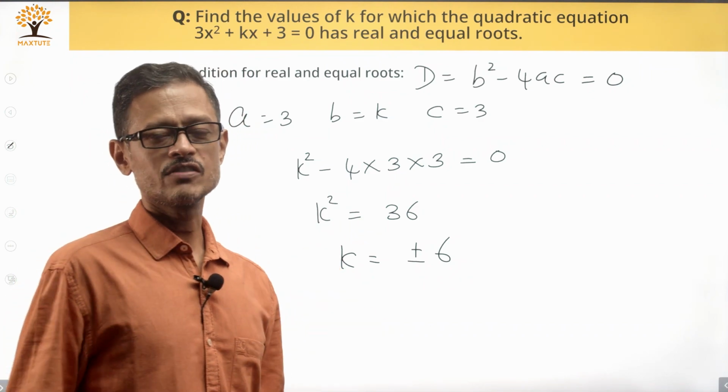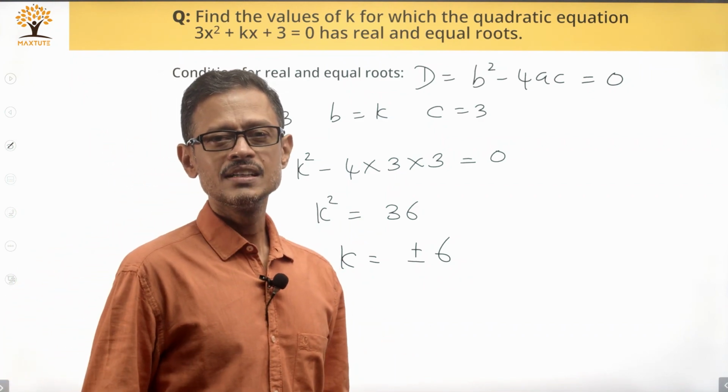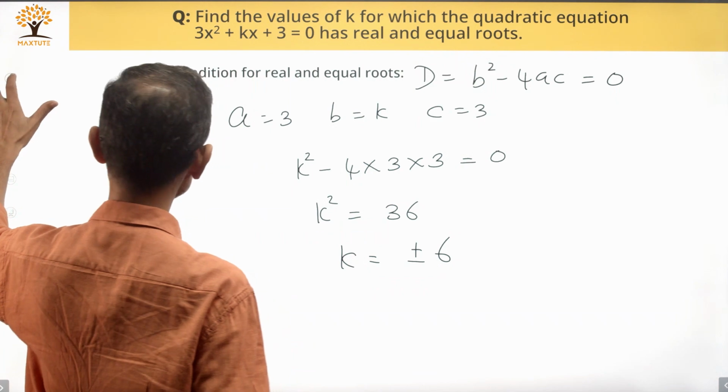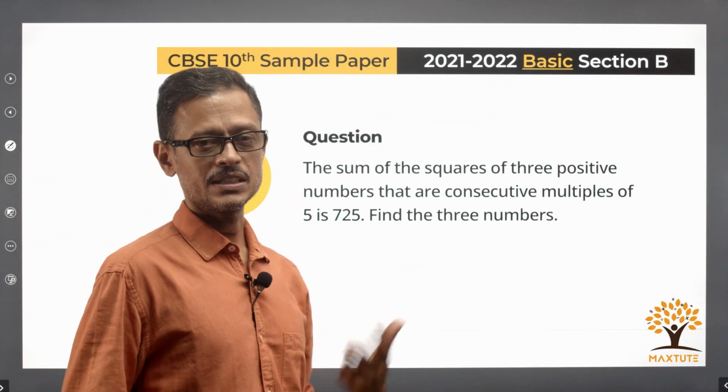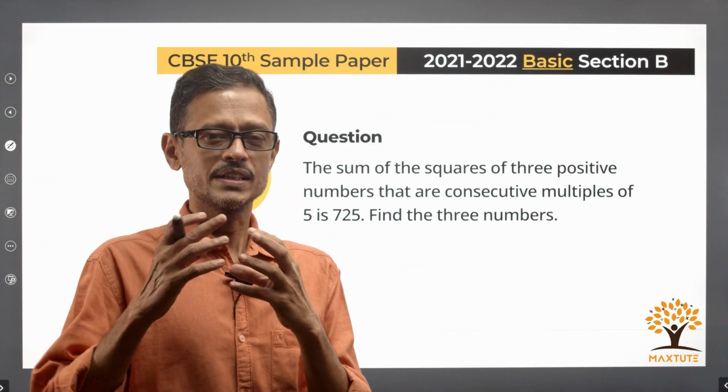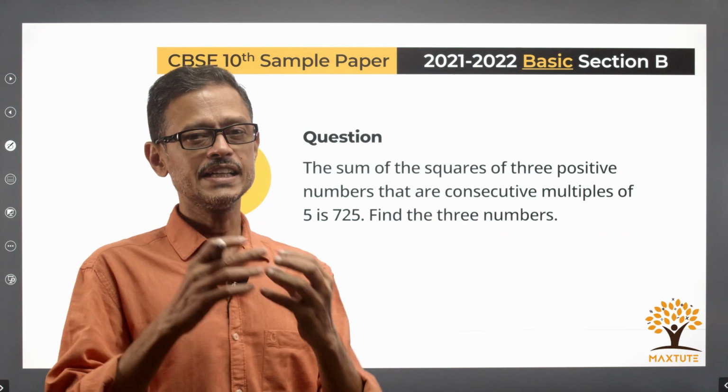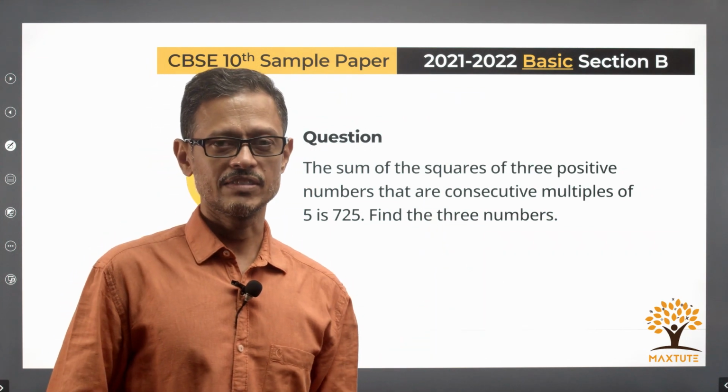Let's look at the second question from the same chapter, quadratic equations. This is a section B question, an interesting one. It is a word problem, question number 10. Figuring out how to translate the information given here into an equation is the crux of solving this, right.